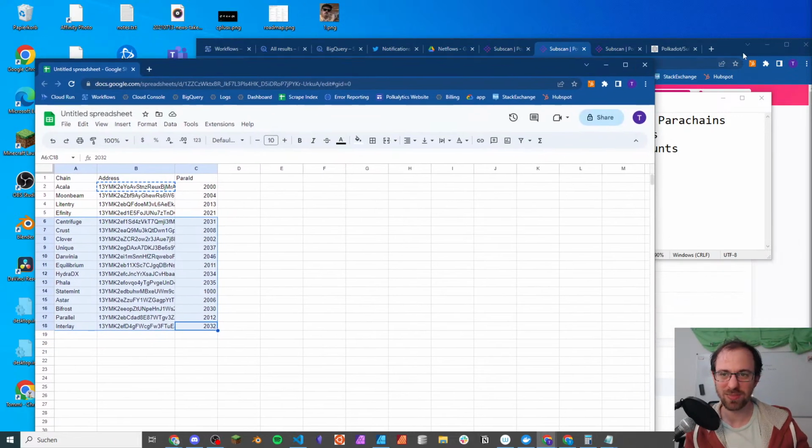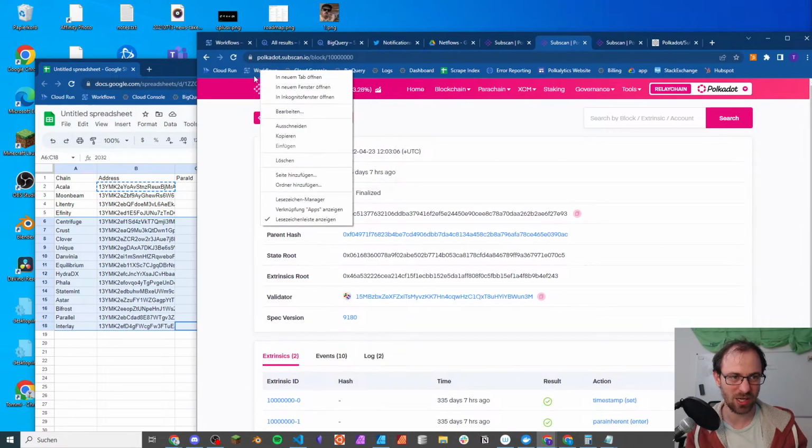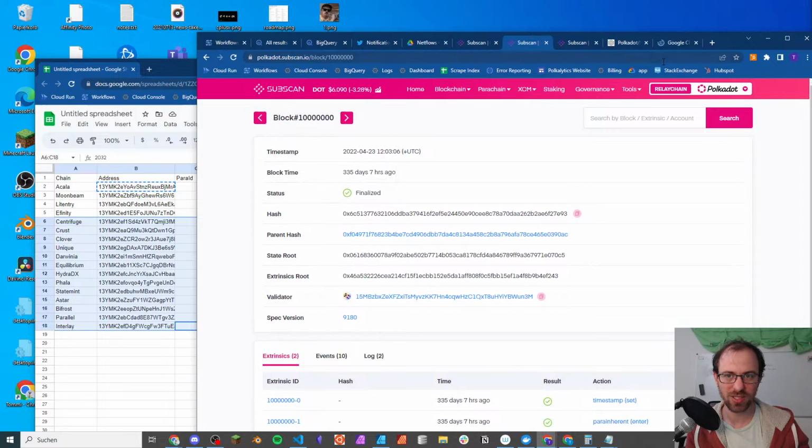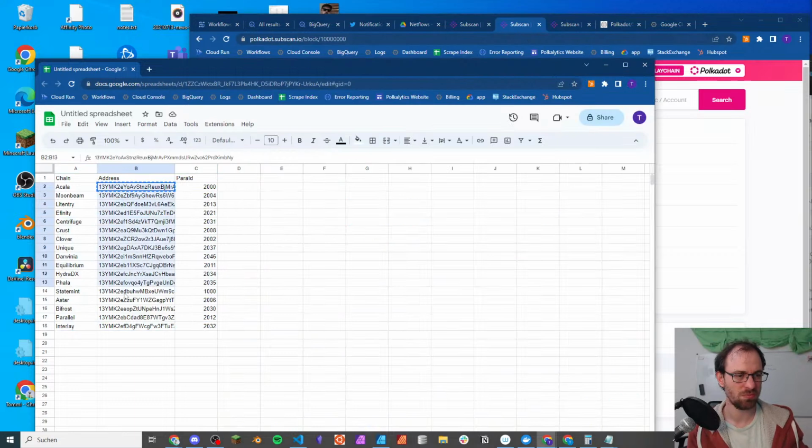I will start my machine in the meantime. This is sort of a sneak peek at how Polkalytics is actually working under the hood. Maybe this is interesting to you, and then I'm going to end it here. So I'm going to instruct Polkalytics now to query the history of all of those accounts.